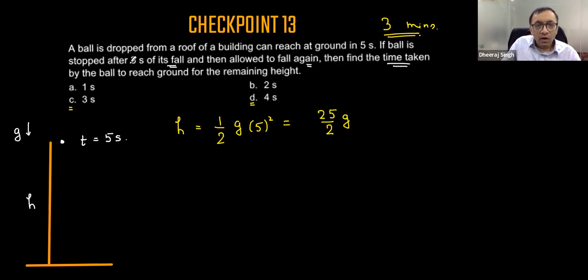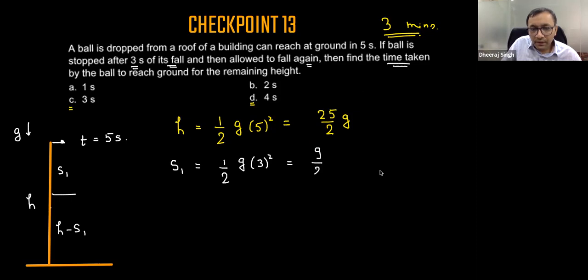Now, after 3 seconds, it stopped. Let's say it is stopped here. So in 3 seconds, what is the distance traveled? Let's say this distance traveled is S1. So the remaining distance will be H minus S1. Total distance is H. So S1 would be equal to half g into 3 squared, right? So that is 9 by 2 times g. Yes or no? Everyone. So the remaining distance is H minus S1, which is 25 minus 9 is how much?